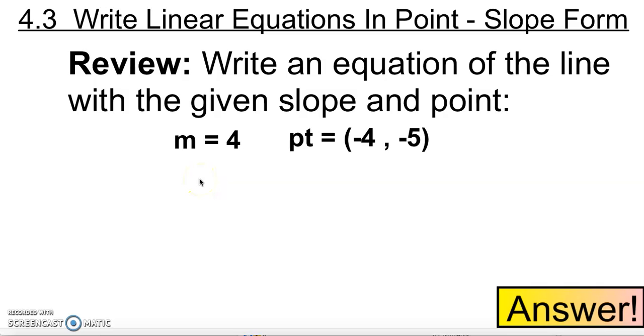This is the 4.3 presentation of writing linear equations in point-slope form. Before we get into that though, let's do a quick review of a problem where we are writing the equation of a line when we get a slope and we get a point. So in this case, our slope is 4. My point is -4, -5.